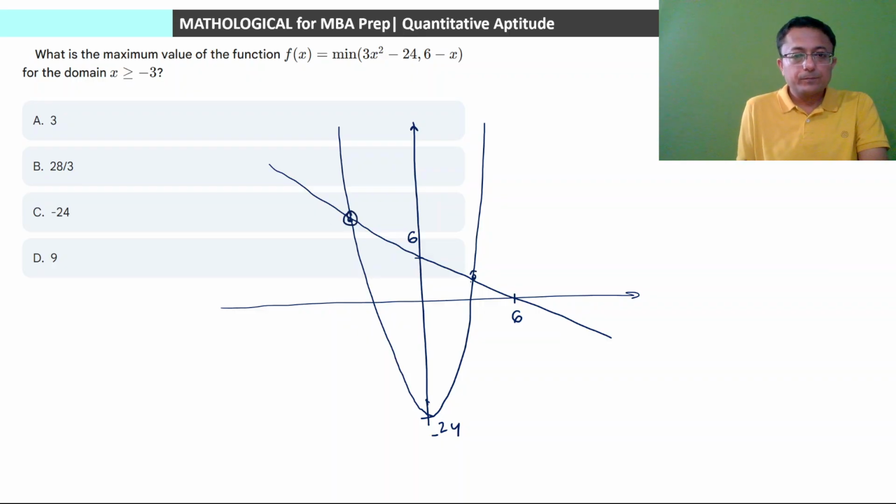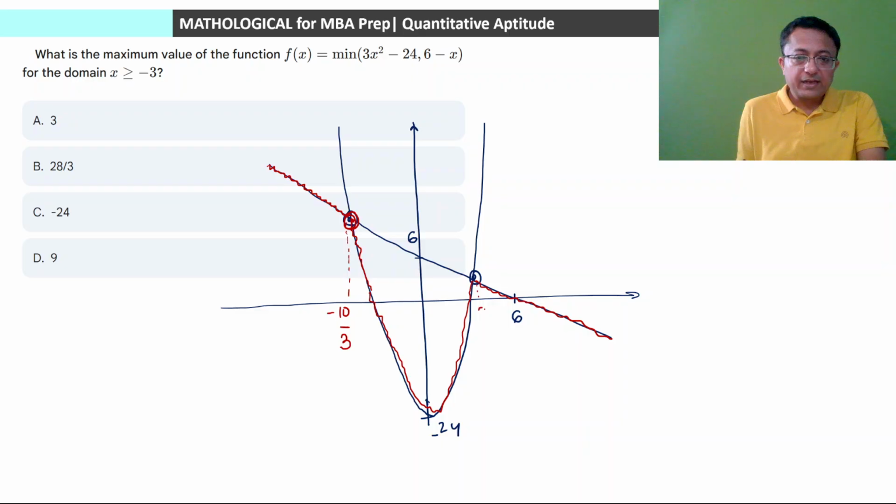And our function is the minimum of the given functions. So before the first intersection point, this will be equal to 6 minus x. Between the two intersection points, this will be equal to 3x square minus 24. And after the second intersection point, this will be equal to, again, 6 minus x. So our maximum value would have been at this point. But as we have already found out, this value is before minus 3. This is at minus 10 by 3. This is not our concern.